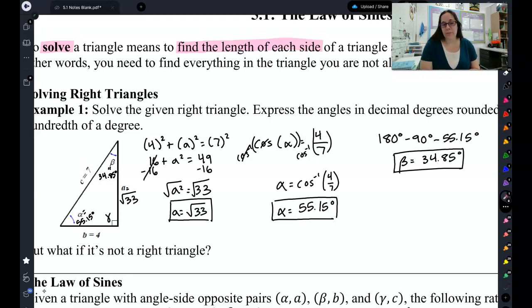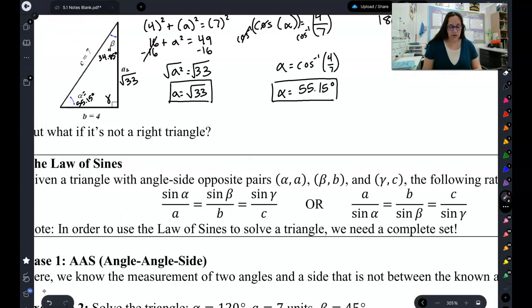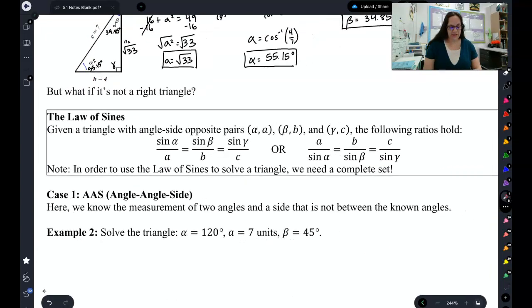However, this chapter, chapter 5, is not about right triangles. This is the one chapter in all of 1060 where we look at what if it's not a right triangle, meaning if it's an obtuse or acute triangle. How do we solve those? We solve those using the law of sines or the law of cosines. Which law we use depends on what information is given in the triangle. So let's start today with the law of sines.